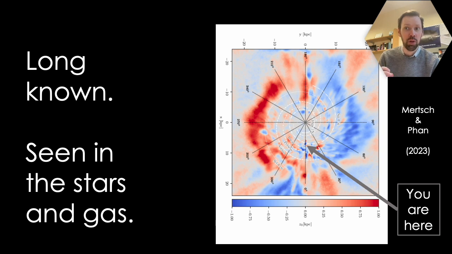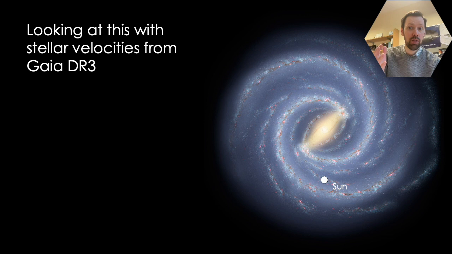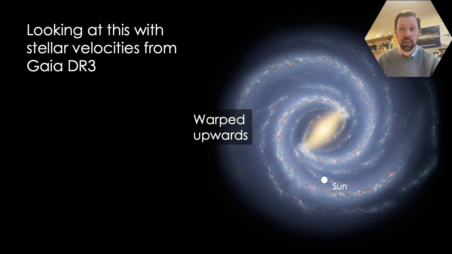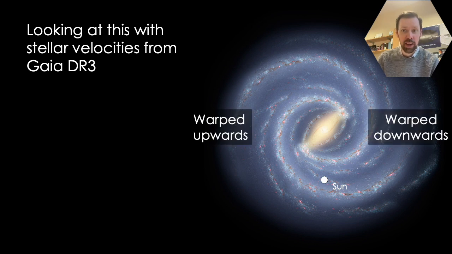Now the question is, what about the velocities of stars that we see? So that's what Victor and I did. We looked at the stellar velocities of stars as seen by the Gaia spacecraft and as put in the Gaia Data Release 3. So orienting ourselves again, we have the sun as indicated here, the galaxy is warped upwards on the left-hand side there, warped downwards on the right-hand side there, and the sun is rotating clockwise as before.